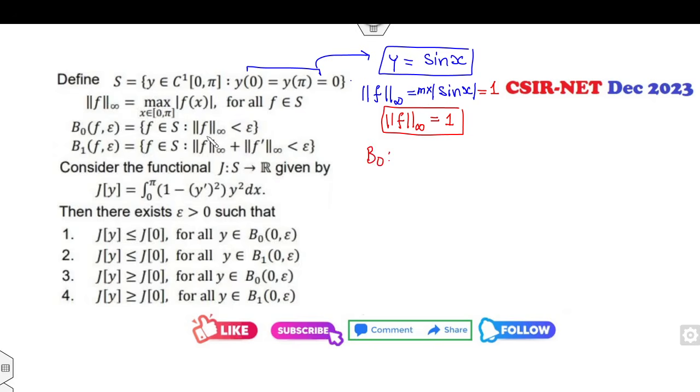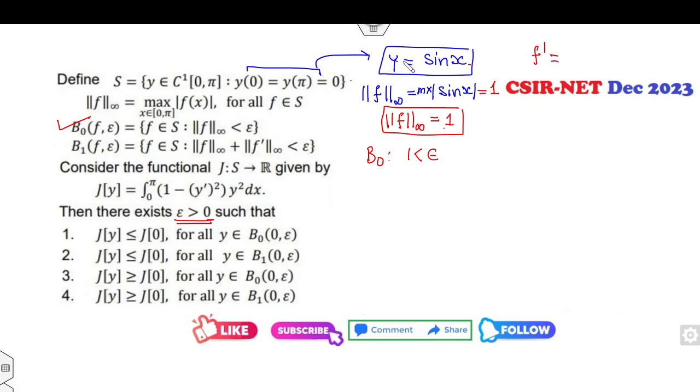Epsilon is any positive number. So yes, this will be satisfied because this is 1, and 1 is less than epsilon. So this y is also satisfied by B naught. What is the norm of f naught? 1. What is f dash?